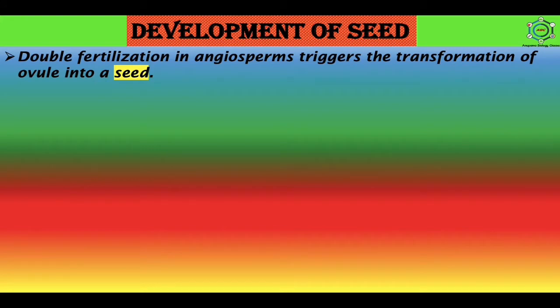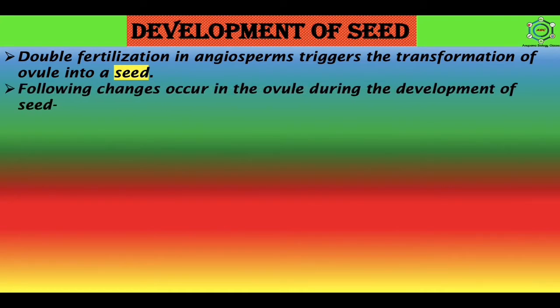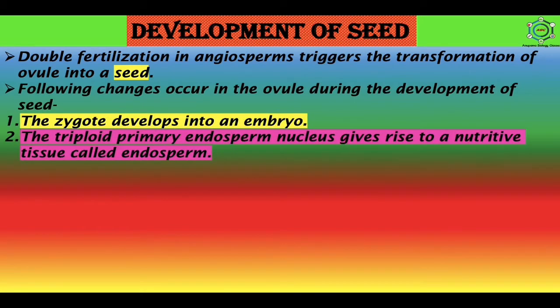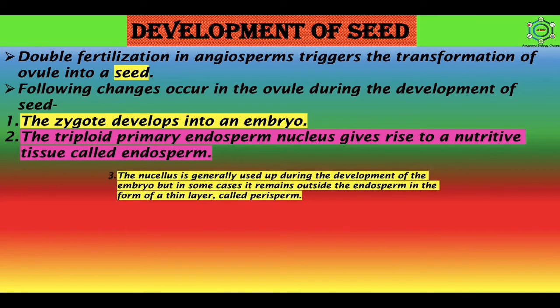So, the double fertilization in angiosperms triggers the transformation of ovule into a seed. Because of this, the following changes occur in the ovule during the development of seed, in which the first one is the zygote develops into an embryo. The triploid primary endosperm nucleus gives rise to a nutritive tissue called endosperm.